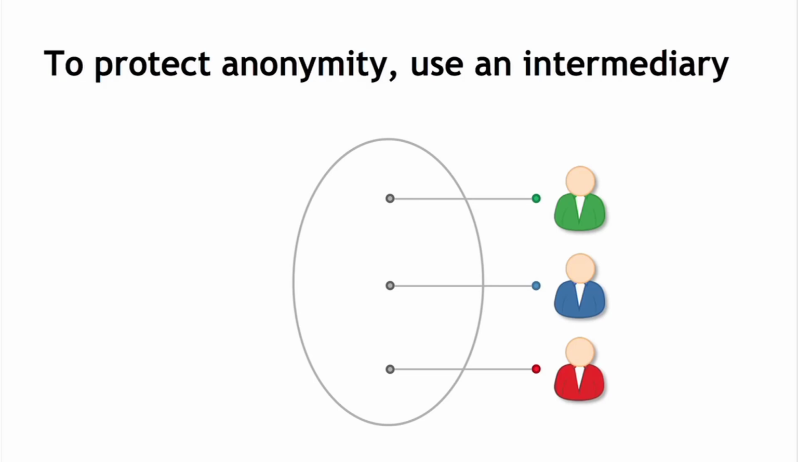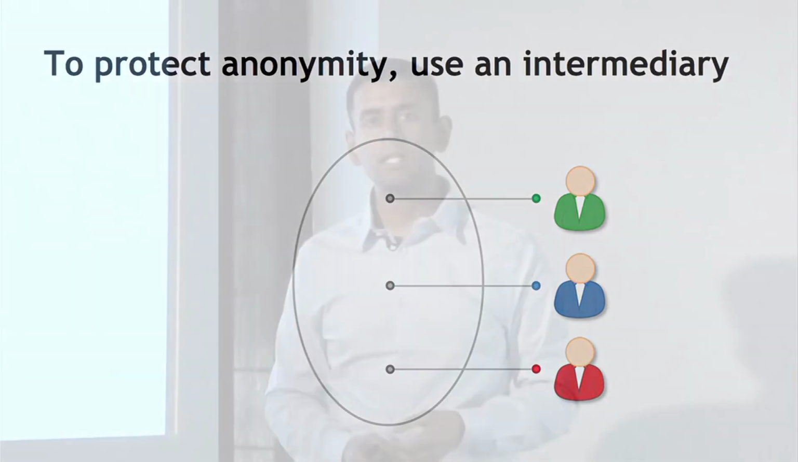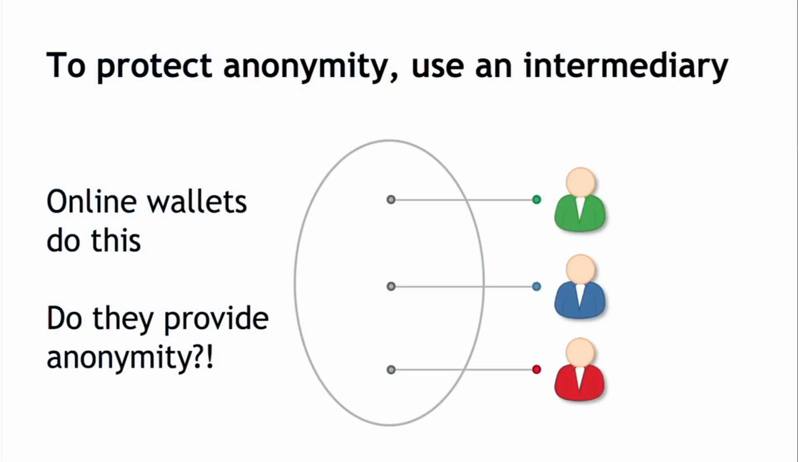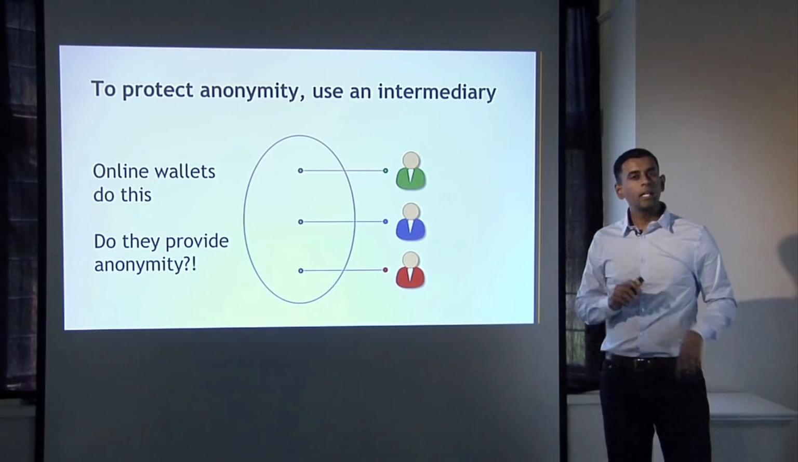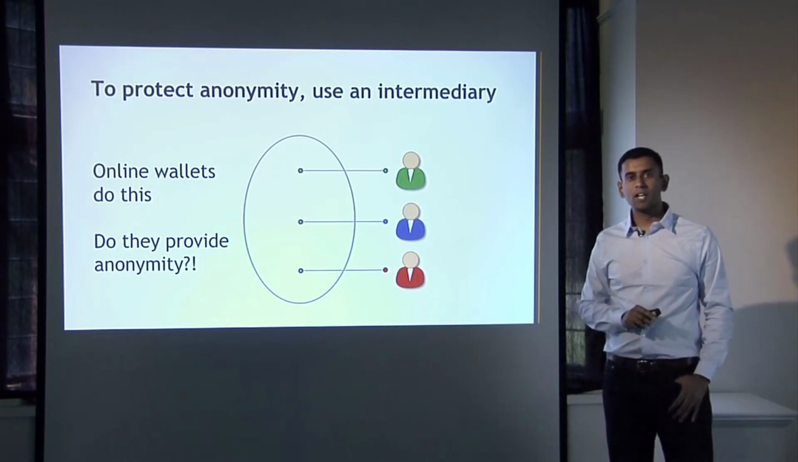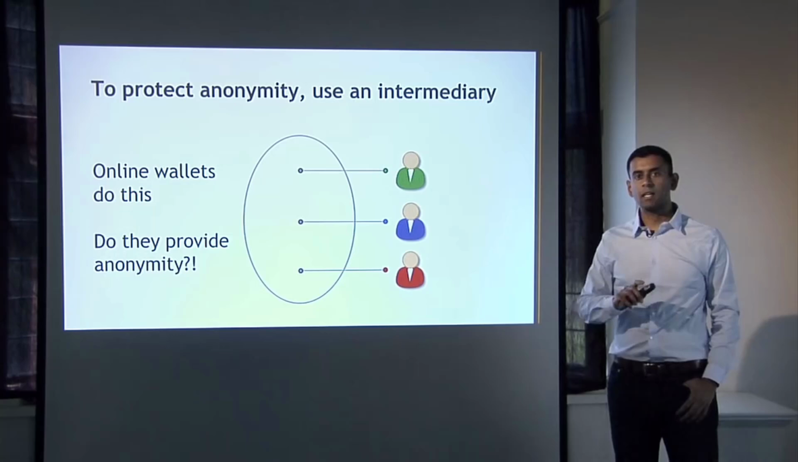Now, looking at this, does that strike a chord? Have we seen in previous lectures something that offers services that are similar to this, that allows you to deposit Bitcoins and then withdraw them later at a later time? You might recall that this is exactly what online wallets do. There are services where you can just store your Bitcoins online until you need them. And so you might wonder, well, is that the solution to our problems? Do online wallets provide anonymity? Let's think about that.